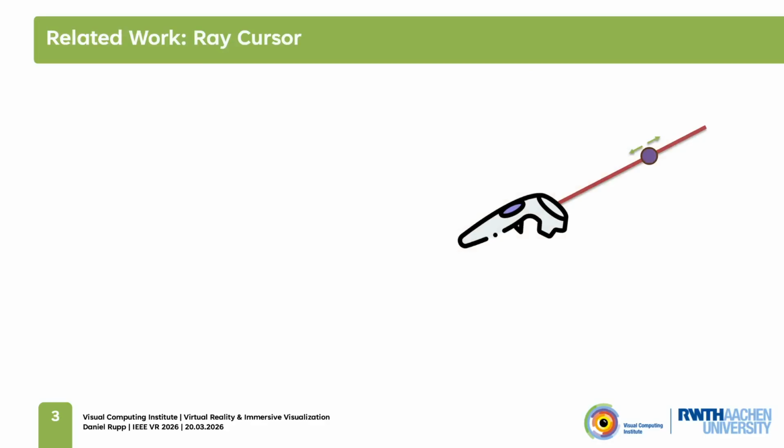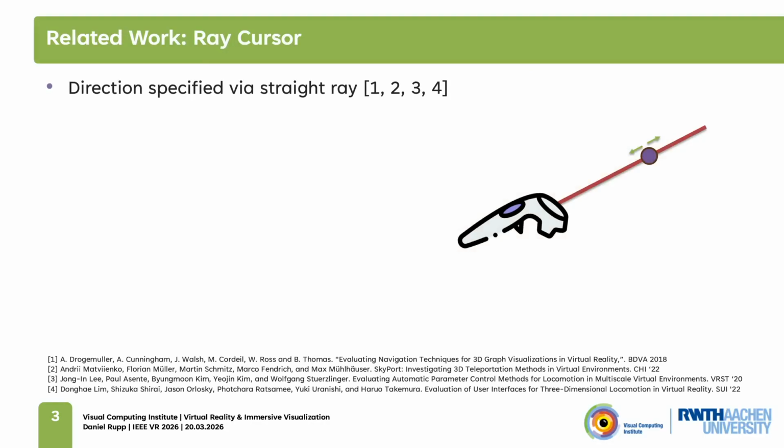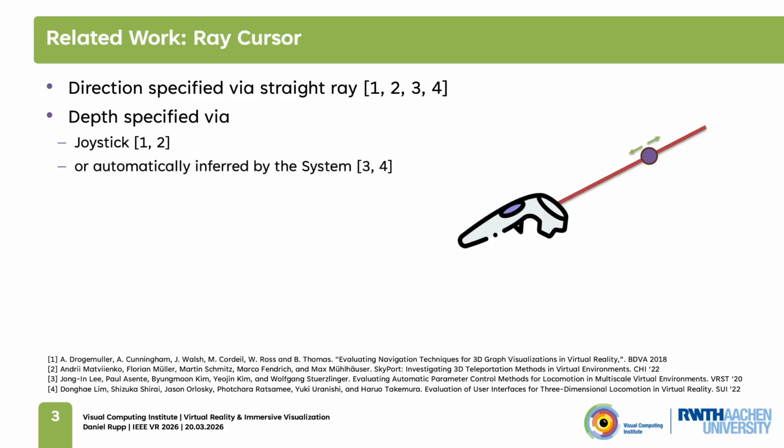Most existing mid-air selection techniques use a form of ray cursor, so a straight ray that is emitted in the forward direction of the controller, together with a cursor that moves along the ray. The distance of the cursor along the ray can either be specified by the controller's touchpad or is automatically determined by the system. However, none of them consider navigational requirements like staying at the same elevation level, ground-based movement, or transitions between ground and air or vice versa.